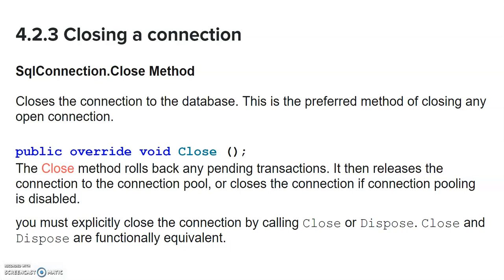Next point is about closing a connection. Here the method used is SqlConnection.Close, and you can see this is the method public override void Close. It is used to close the connection. This Close method rolls back any pending transaction, and then releases the connection to the connection pool, which you know about. The connection pool maintains some data if there is a disconnected connection. The Close and Dispose methods perform somewhat the same functionality; functionally, it is the same.